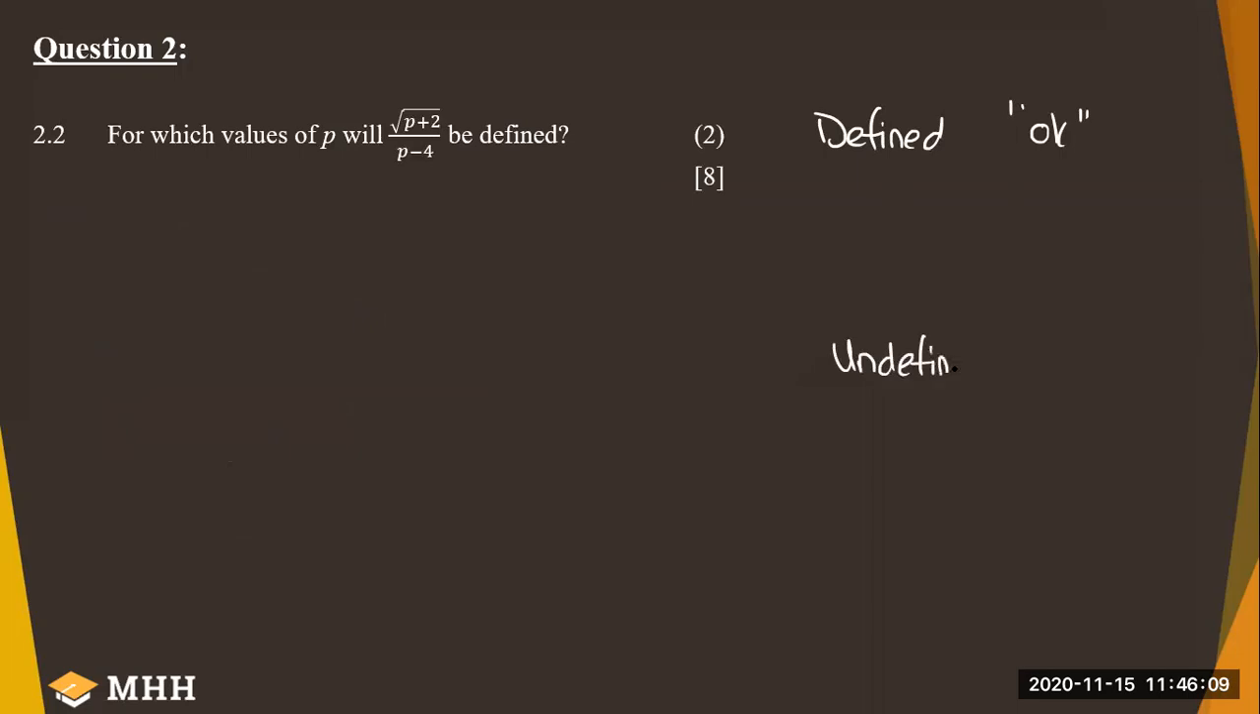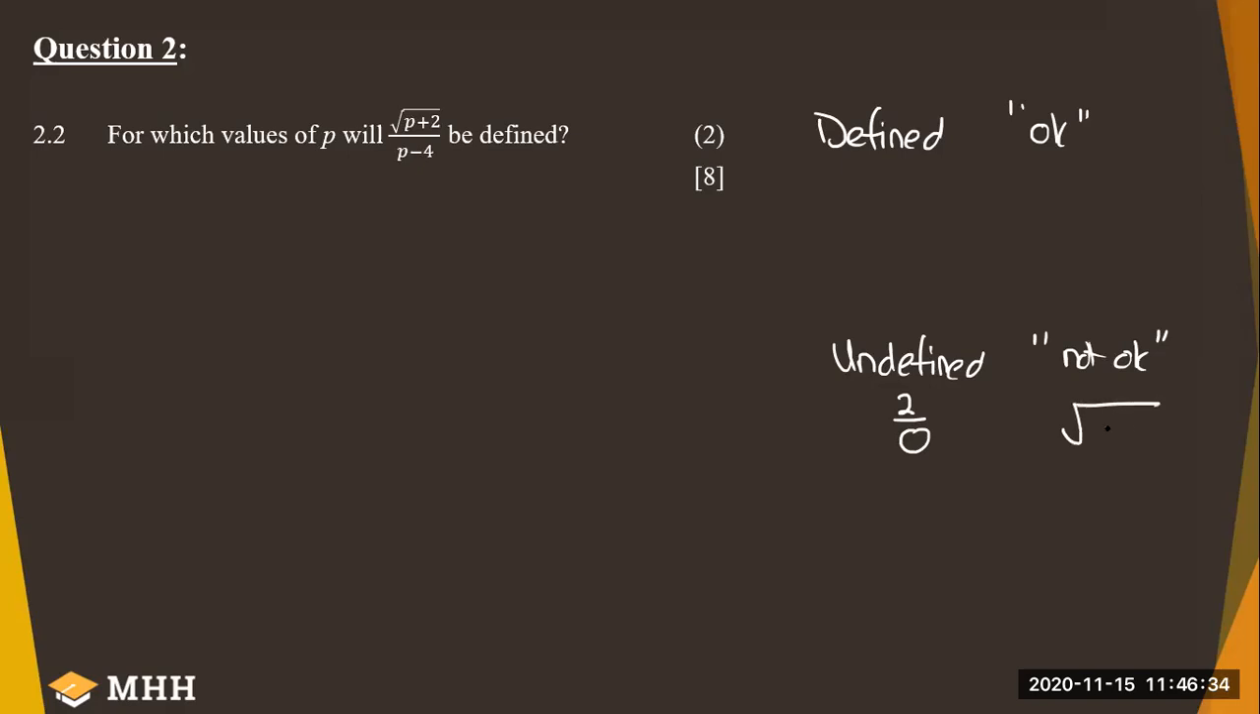Undefined is when it's not okay. When is something not okay? Well, there's quite a few scenarios. This is going to be not okay if it's 2 divided by 0. When will it be not real or not defined?